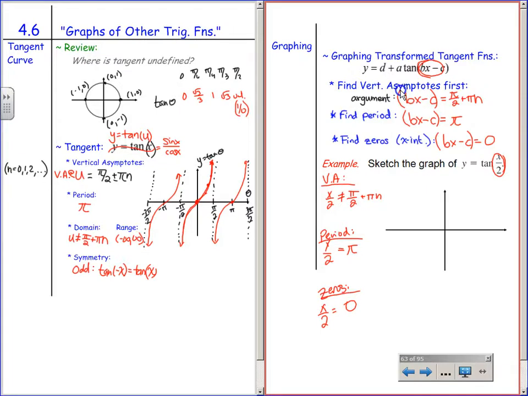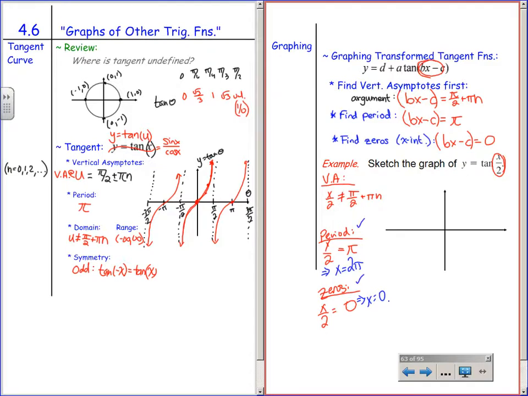So this is the easiest one, because isn't this one just x equals 0? Multiply both sides by 2. What's this one going to be? x is equal to, multiply both sides by 2, 2 pi. So I know my period already. I know my zeros already. Last thing I need is my vertical asymptote.